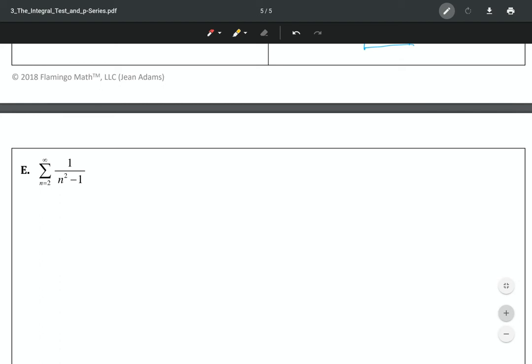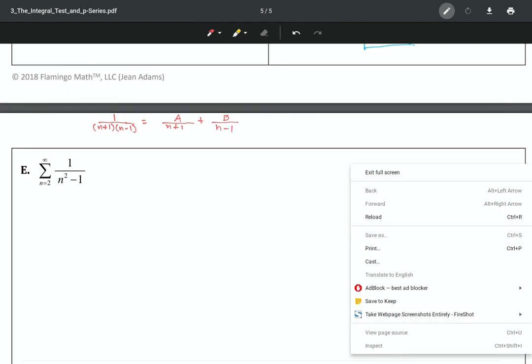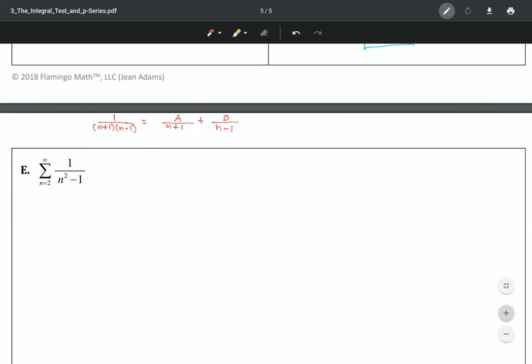Okay, now just a little polishing of our integration skills. Remember, when you have something like this, I could break this apart into n plus 1, n minus 1, and I can do the partial fraction decomposition. I know I'm going to have to integrate that, so I'm going to go ahead and do this ahead of time. So we have a over n plus 1 plus b over n minus 1. I will multiply both sides times the denominator on the left. So that would leave me with this.